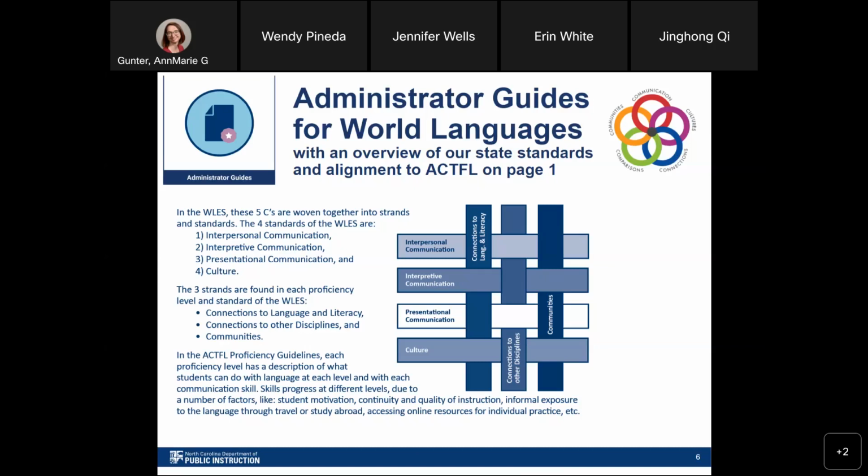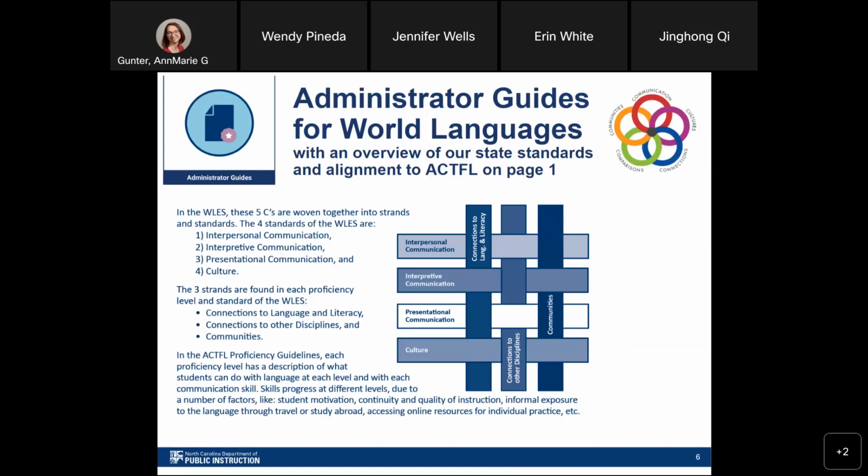Then it's followed by information about the structure and goals of our World Language Essential Standards, which is what you see on the slide here. And then there's information that applies to each program, details about best practices, as I said, and about how to build language skills and build proficiency over time.